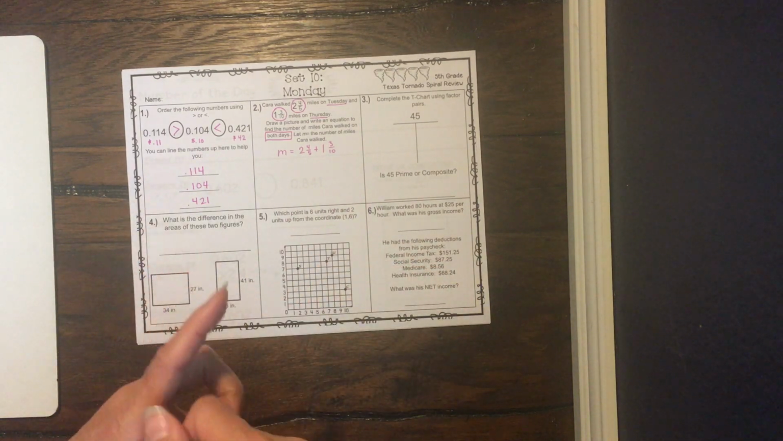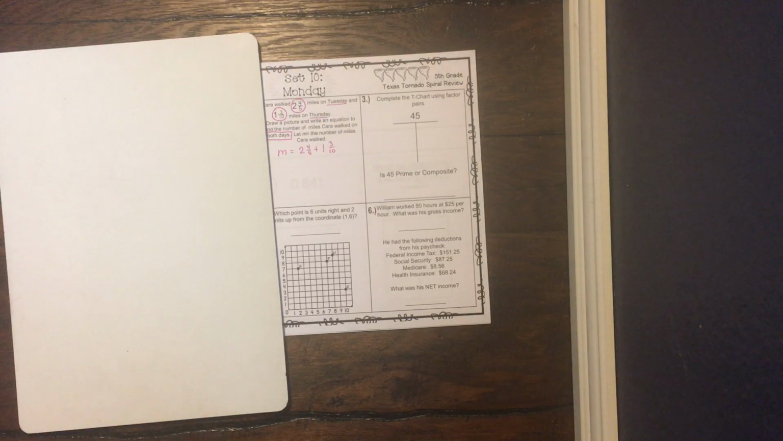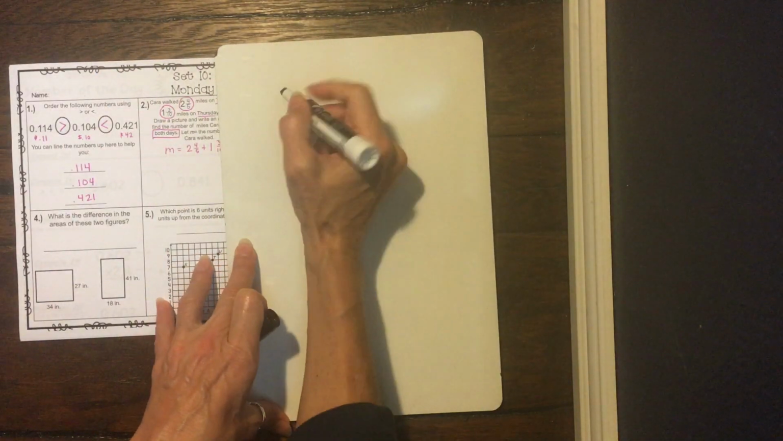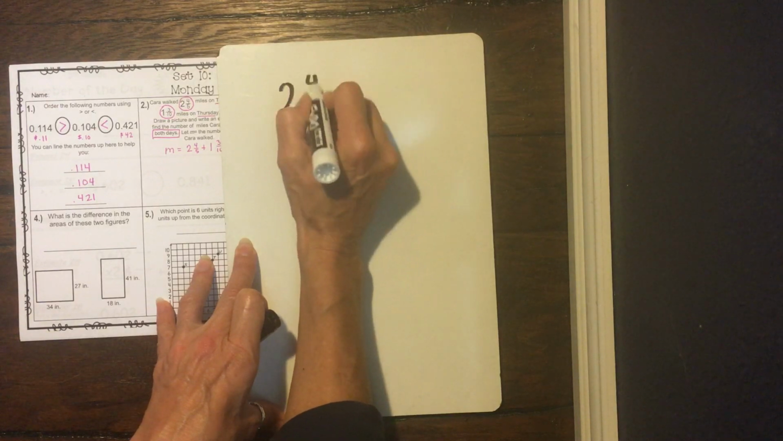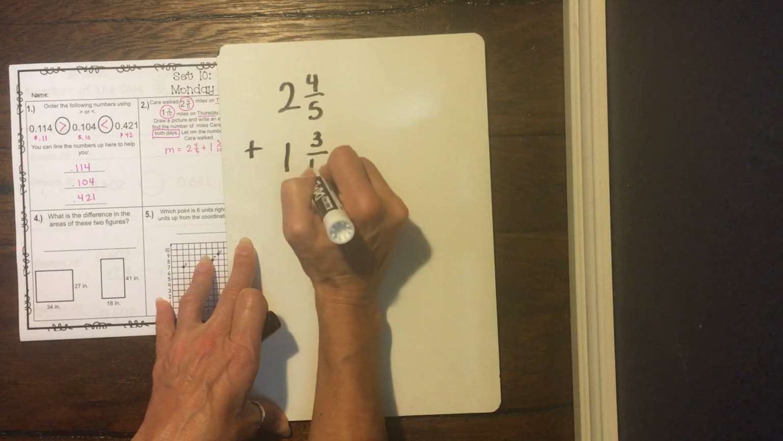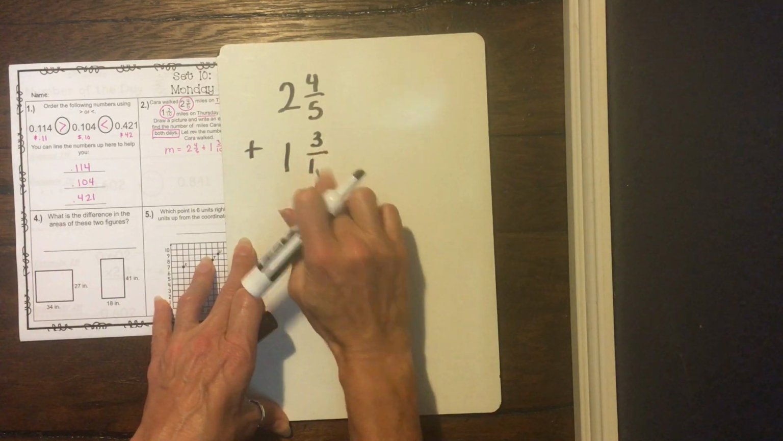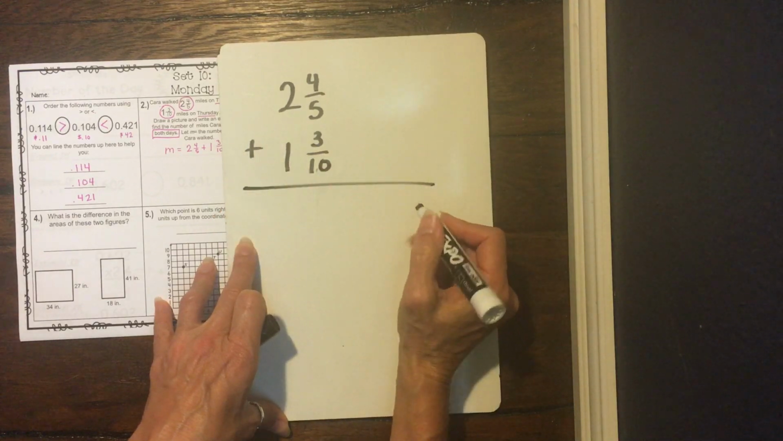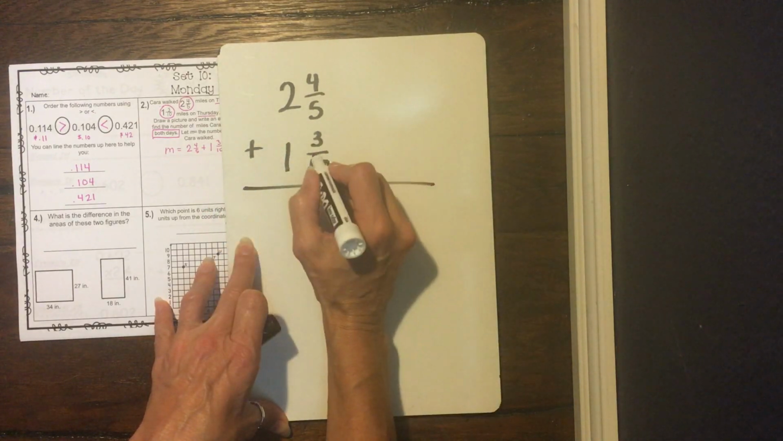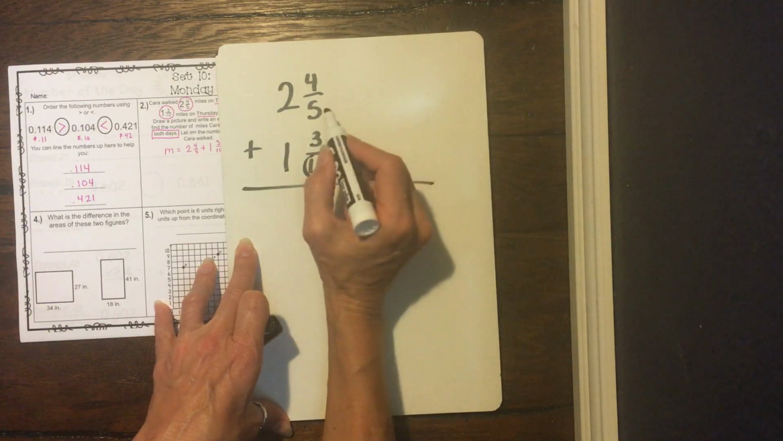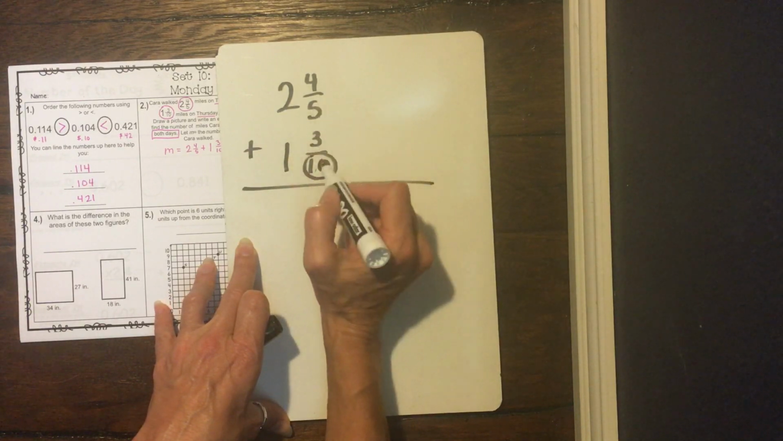Okay, so I'm going to go ahead and do this on the board so you guys can see it big. All right. So we have, let me move this right here. We have 2 4/5 plus 1 3/10. You guys, we treat this just like we treat fractions. Okay, we're always going to put them vertically, so we can circle our biggest denominator, and then we can ask ourselves, does 5 go into 10?